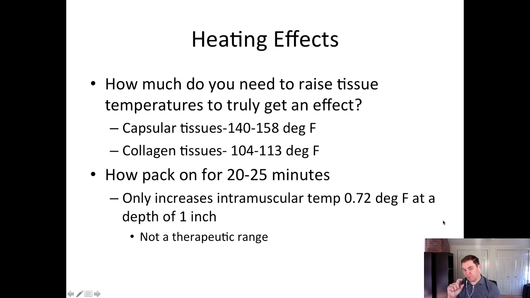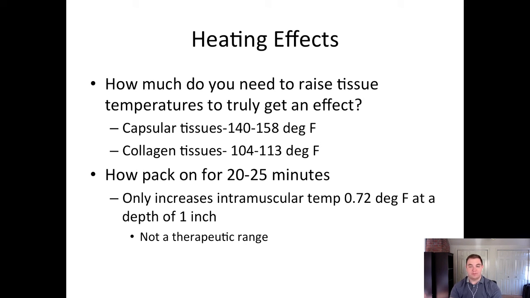So bam, they have these therapeutic temperature needles you can stick into the muscle, and it gives you a reading of the muscle temperature, right? Research really does this. We don't really ever do this, and almost never in clinical practice. You place a hot pack on them, 20-25 minutes later, you take it off. You stick the needle in the patient. At 1 inch, not very far, temperature increase is only about 0.72 degrees Fahrenheit.